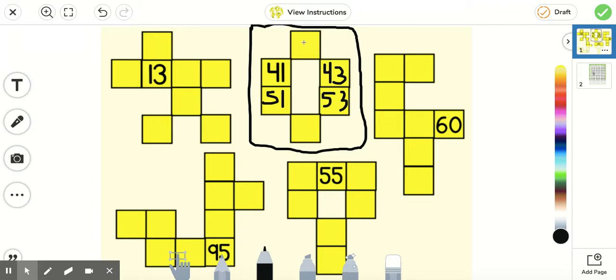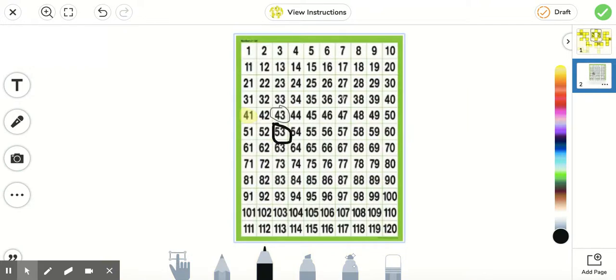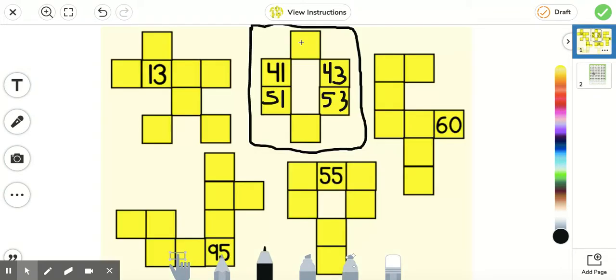What do we think goes in this box right here? It might help us to think about what's below it. What number is in between 41 and 43? You're right, 42. So what should be directly above 42 on the 120 chart? 32. And remember, when we go up a row, it's 10 less. So this number should be 32.